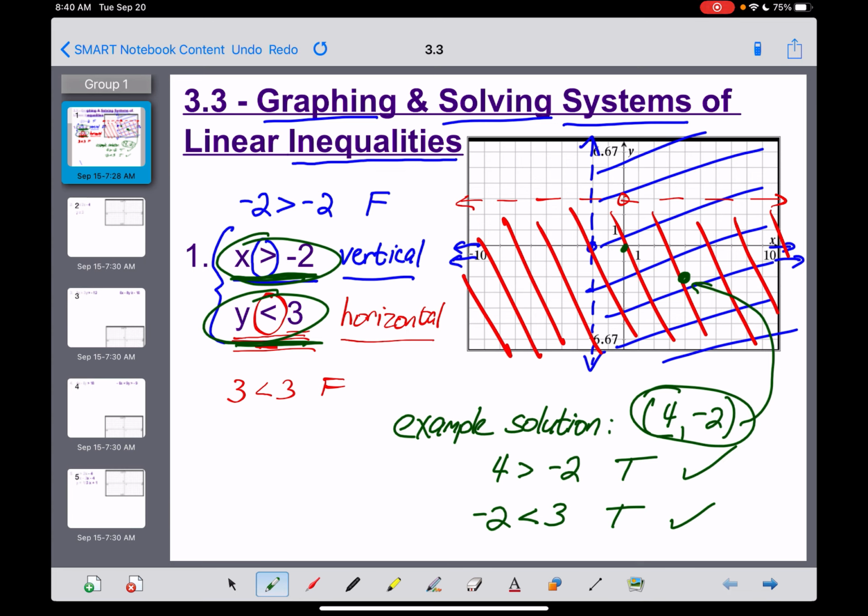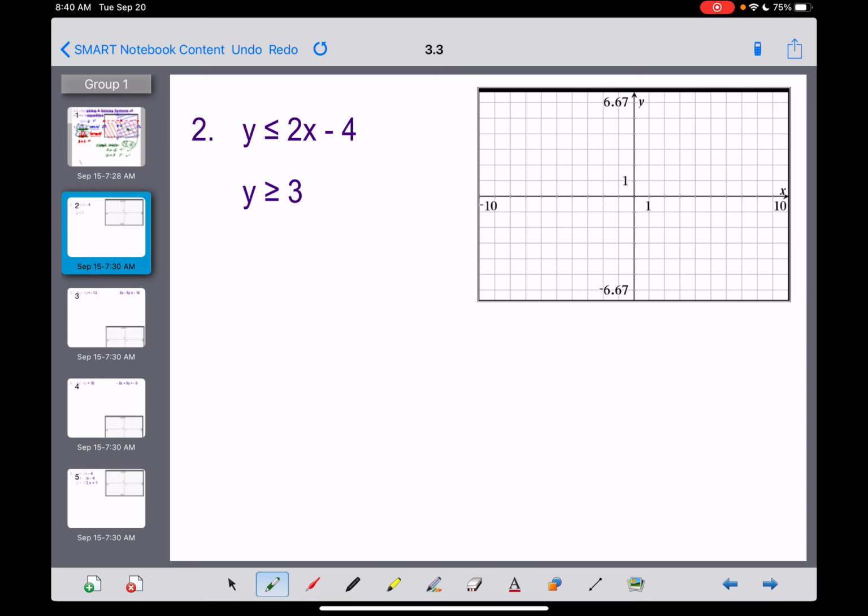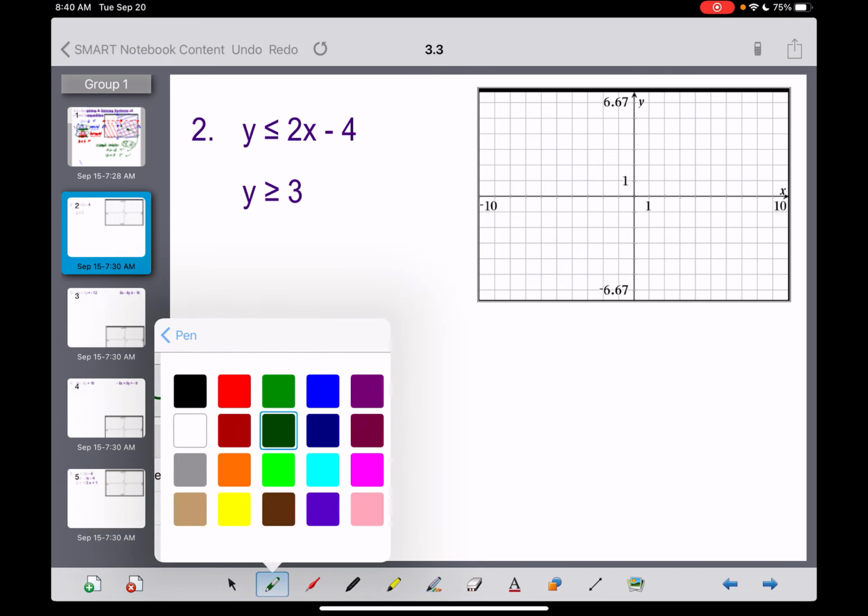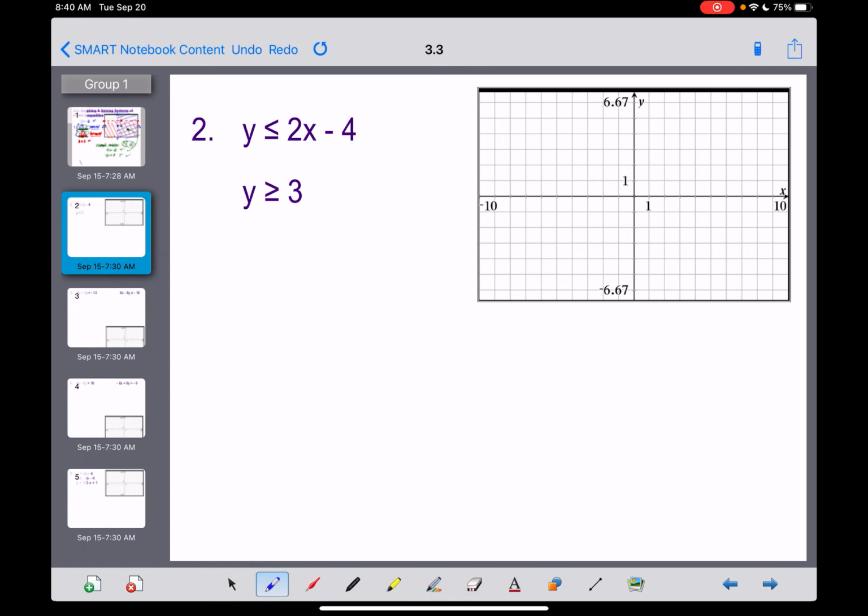Okay, so that was a relatively easy example because we were just dealing with horizontal and vertical lines, and they were very quick and easy to graph. Let's take a look at a second example here. Now we're kind of easing into it. I did give you one equation that was in slope-intercept form, and then another one that is, again, a special case. So let's deal with the first one here.